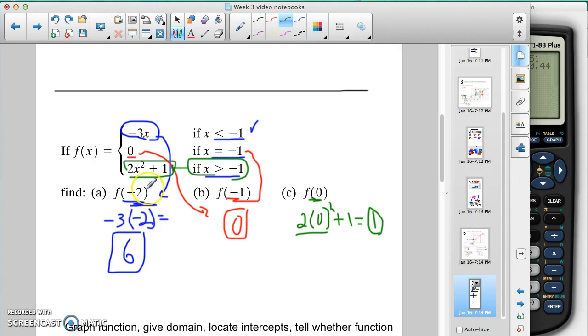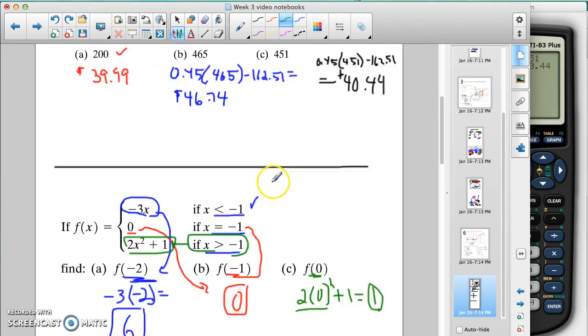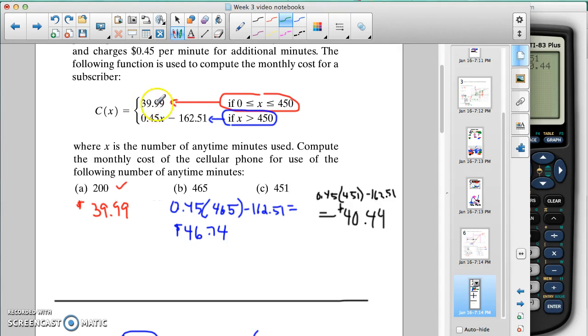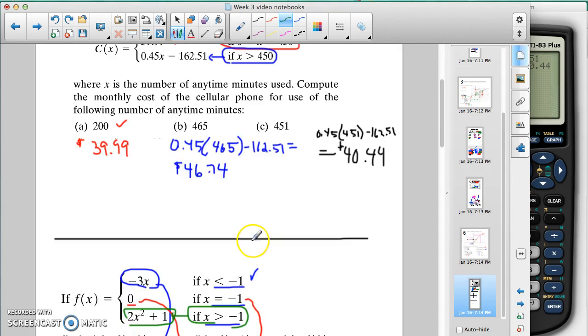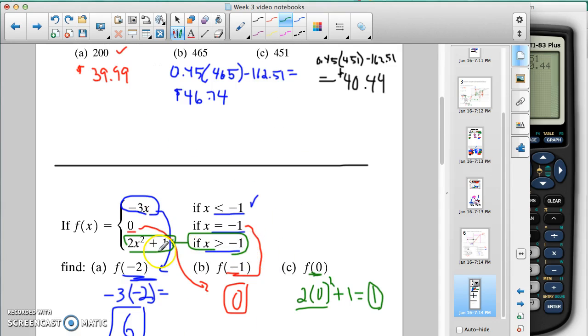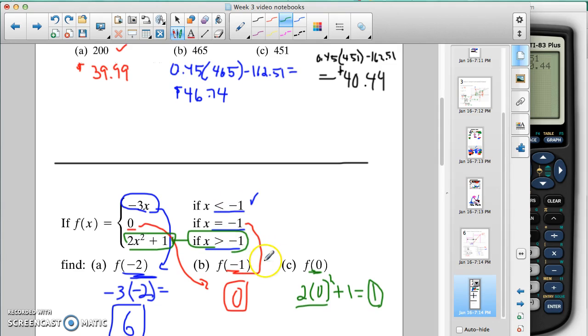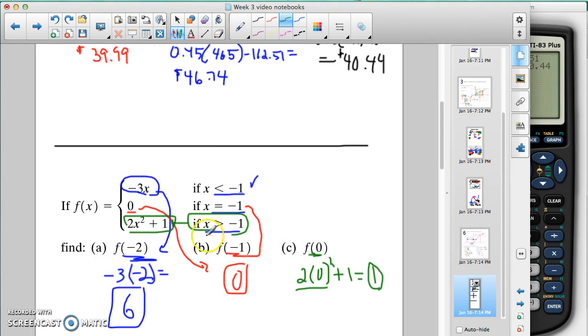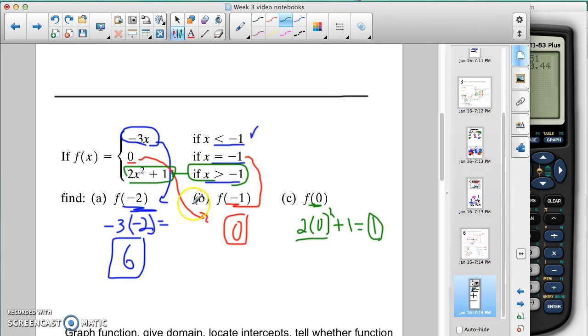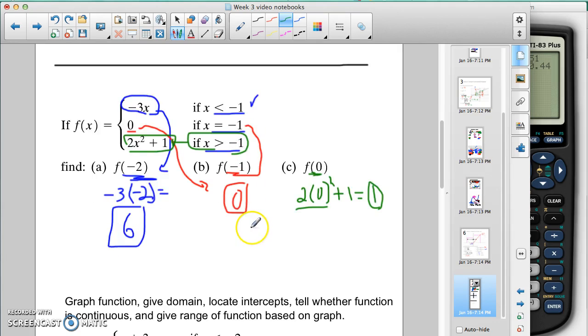So that's evaluating. In the previous one we had an application and we evaluated based upon the application. This one just gave us 3 rules with 3 different domains. We had to determine which domain and which rule to use by determining which domain our input values fell into.